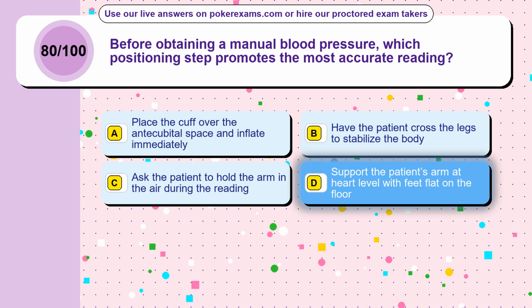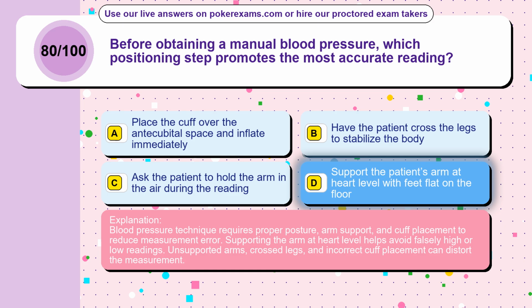The correct answer is option D. Support the patient's arm at heart level with feet flat on the floor. Blood pressure technique requires proper posture, arm support, and cuff placement to reduce measurement error. Supporting the arm at heart level helps avoid falsely high or low readings. Unsupported arms, crossed legs, and incorrect cuff placement can distort the measurement.